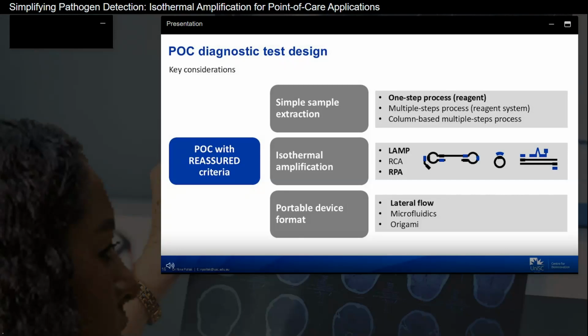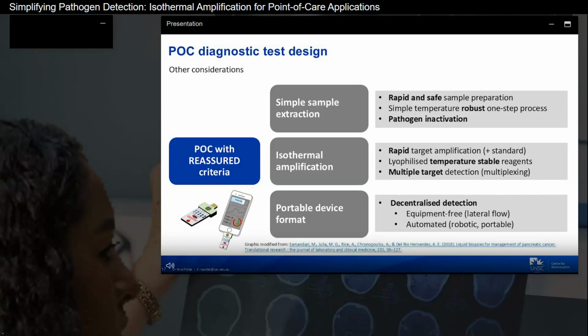Microfluidics involves controlling small amounts of fluid in channels on a microscale, allowing for precise manipulation of samples, and this is often used in lab-on-a-chip devices for diagnostics. It may be the perfect solution to combine extraction, amplification, and lateral flow to make it a truly portable, simple device format. Origami is another innovative approach that uses folded paper to create multi-step diagnostic platforms, combining simplicity and low cost while enabling complex sample processing and detection in a portable format.